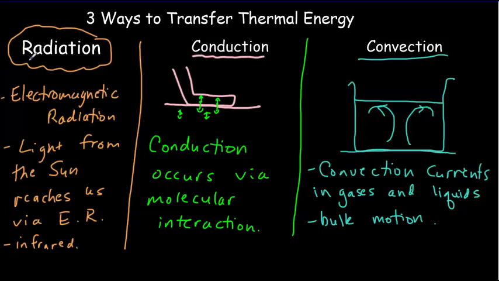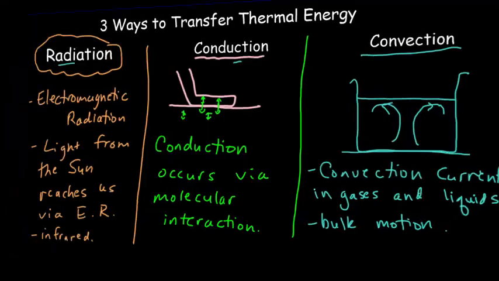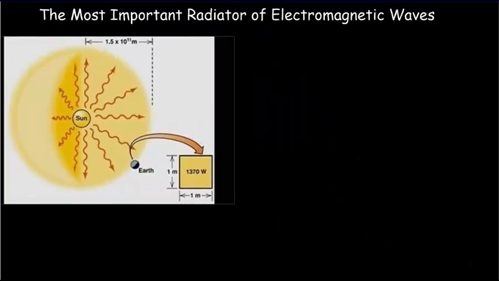Whereas radiation doesn't require any particles at all, and conduction requires particles that are next to each other so that they can bounce off each other and transfer energy, convection requires that particles can move around. So it only works in liquids and gases. We said that we're mostly going to talk about radiation as a mechanism of heat transfer in this video. And the most important radiator of electromagnetic waves for our purposes is, of course, the sun.